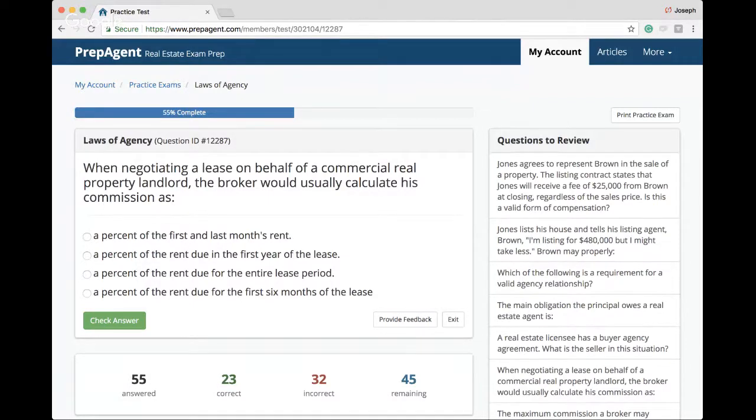When negotiating a lease on behalf of a commercial real property landlord, the broker would usually calculate his commission as A, a percent of the first and last month's rent, B, a percent of the rent due in the first year of the lease, C, a percent of the rent due for the entire lease period, or D, a percent of the rent due for the first 6 months of the lease. What do you guys think?